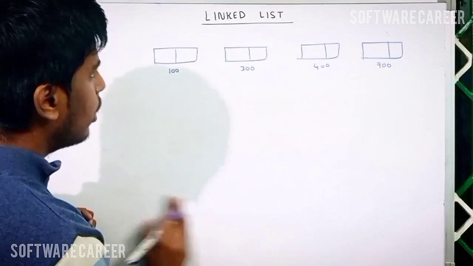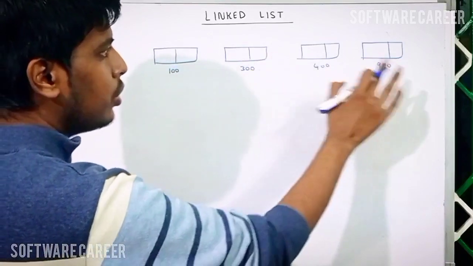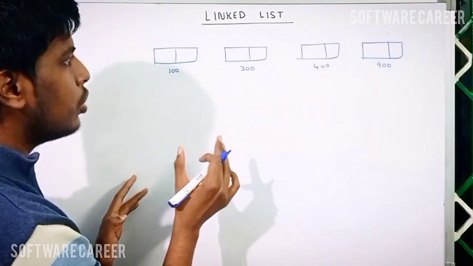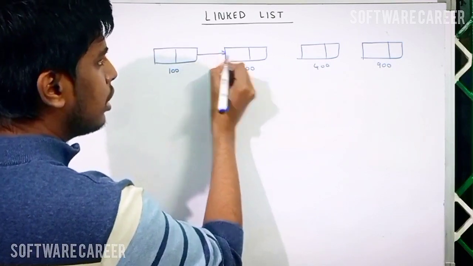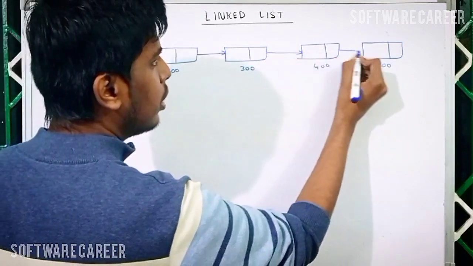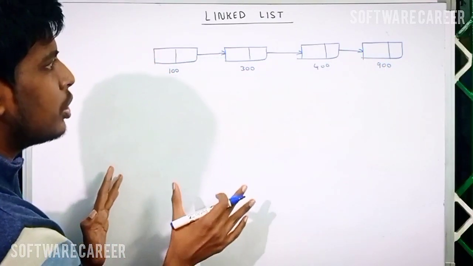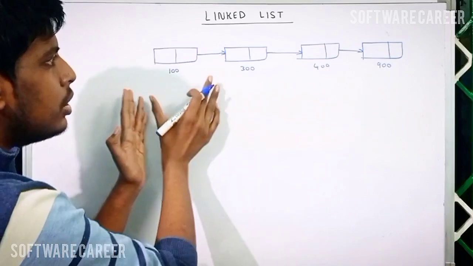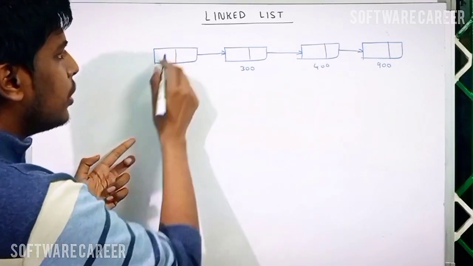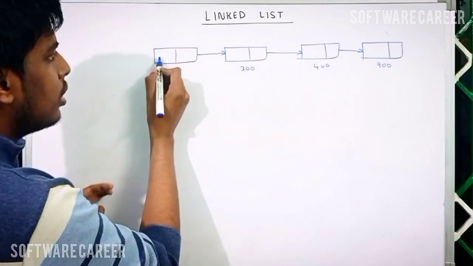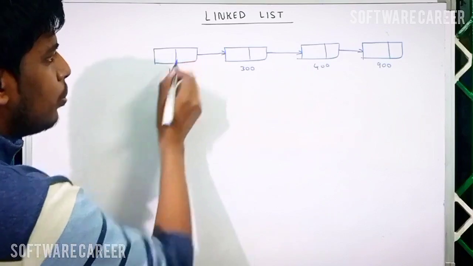Now these are the nodes: first node, second node, third node, fourth node. Now there are arrows represented here. This is the representation of a linked list. Now you want to store data into the linked list. Each node contains 2 parts. This first node has 2 parts. The first part is called the data part. The second part is called the pointer part.